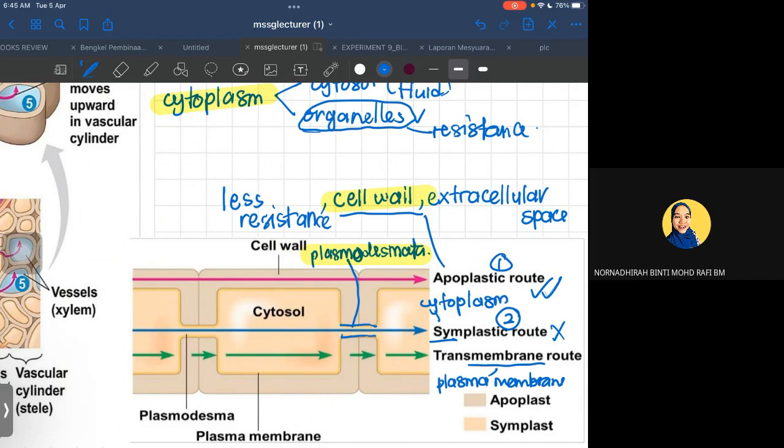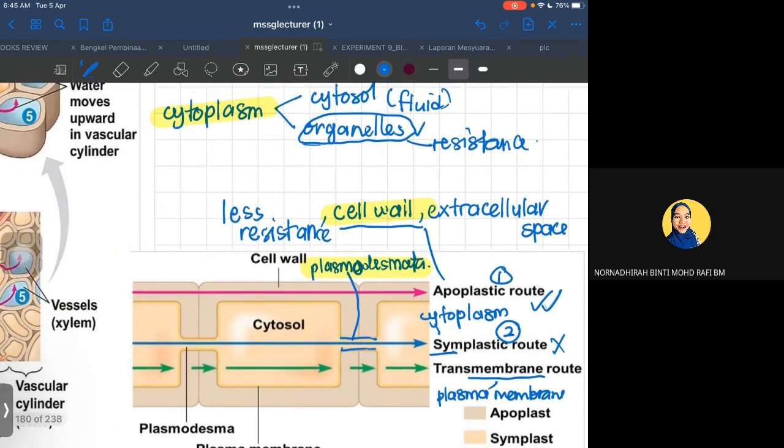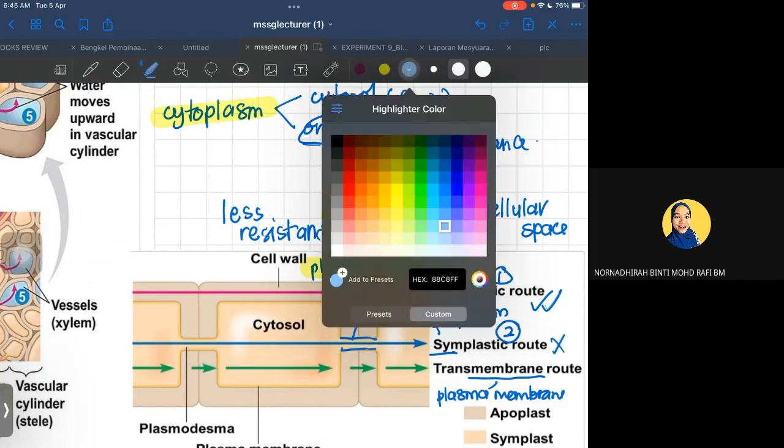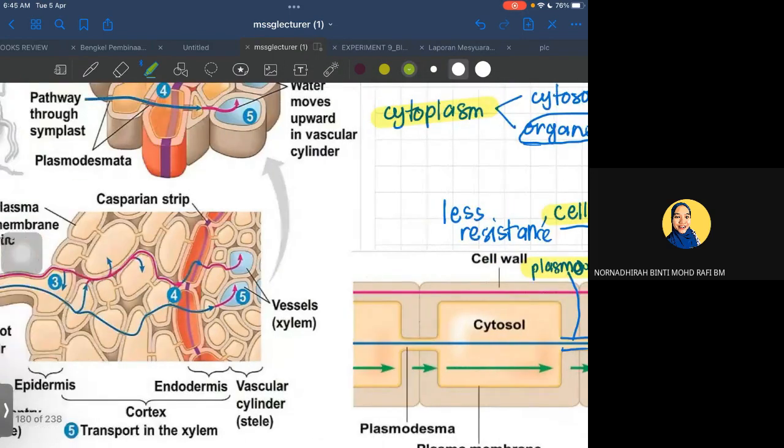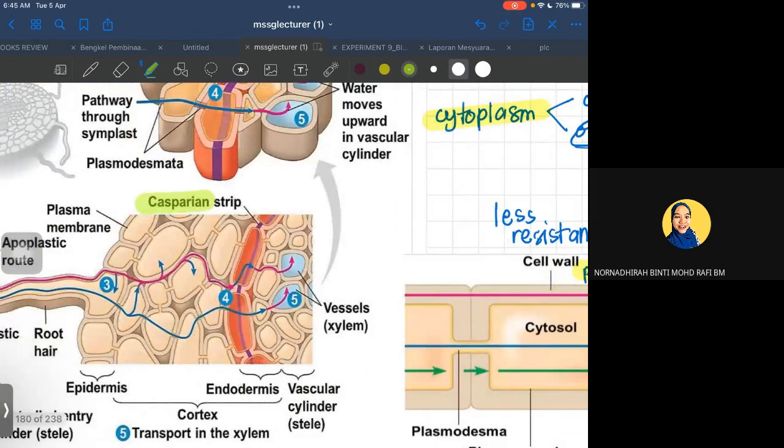Okay, and then sekarang ni kita tengok apakah halangan untuk apoplastic pathway. Apoplastic pathway ni kan saya kata dia ada less resistant tadi. However, what is the type of the resistant that occurs in apoplastic pathway? Okay, thing is kat sini dia ada Casparian strip. Casparian strip adalah pada endodermis, yang mana Casparian strip ni, kalau buku awak ni dia kata it is made up of suberin.